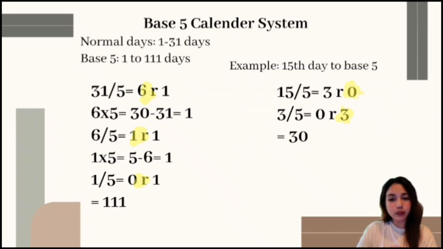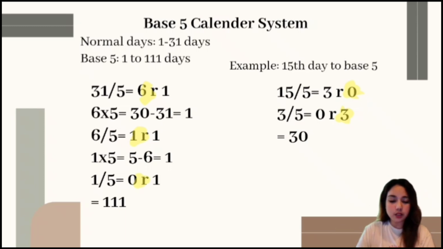After explaining the base 5 clock system, now we will move forward into the base 5 calendar system. In normal days, we do have 31 days, but here in base 5, we will have 1 to 111 days. How we will get 111 days? First is 31 divided by 5 is equals to 6 remainder 1, because 6 times 5 will be 30, and we will have to minus the 31, so that's how we will get the remainder 1, 30 minus 31.